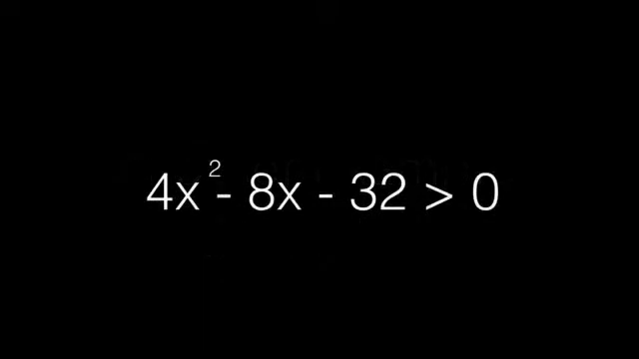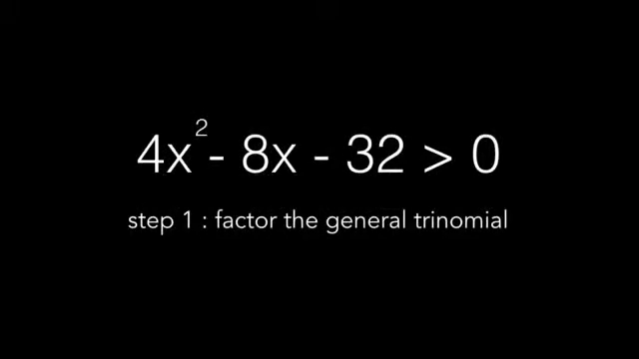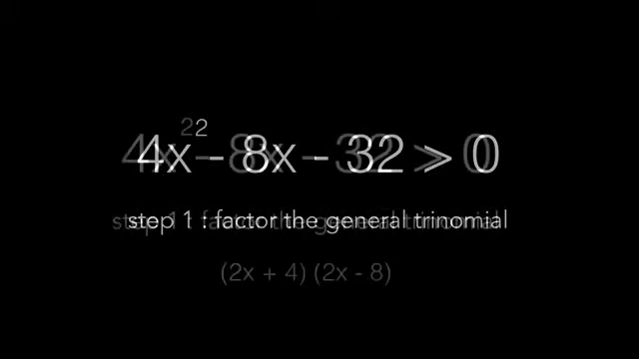Great job! Let's get started on the other example. 4x² - 8x - 32 > 0. Let us proceed with the first step. Let us factor the general trinomial.